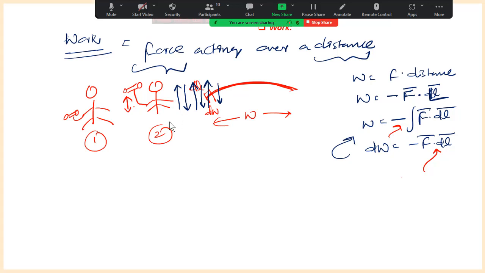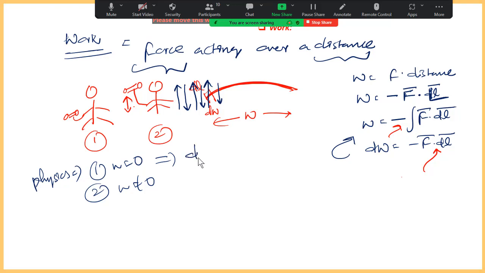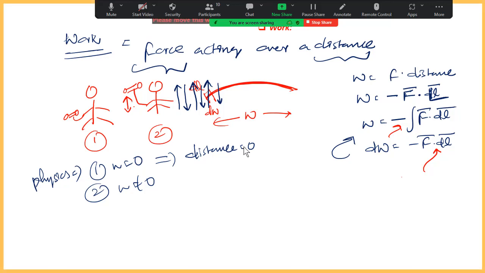And here also he is spending a certain amount of energy. But according to physics, the work done by the first person is 0, and by the second person is not equal to 0. Why? The first person's work is equal to 0 because, first, there is no movement. Distance is equal to 0, so we can tell work is 0. If you simply hold it there, according to physics, no work is done.